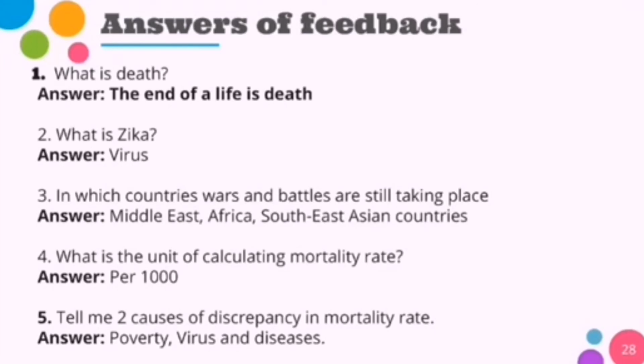And what is the unit of calculating mortality rate? It will be per thousand. You may answer 1000 as well. Both are correct. Then, tell me 2 causes of discrepancy in mortality rate. I have written here poverty and virus and diseases. You may write other causes of discrepancy that can create mortality rate discrepancy. Your answer may also be correct.